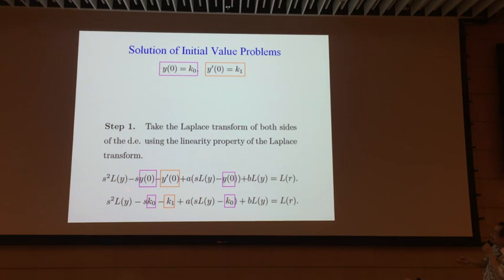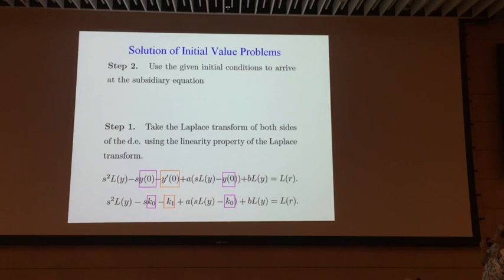So my point is, we have these capital Y, or capital L of y. Then the other terms that don't have this capital L are going to be polynomials in s. Polynomials can sometimes have constant terms, right? So we have constants along the way too. Okay, so after step 1, we will end up with an intermediary equation like this, an algebraic equation from here.